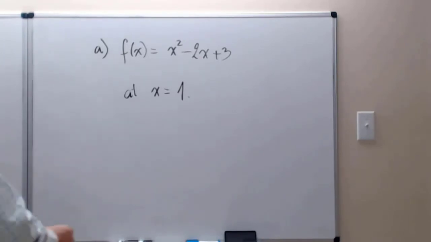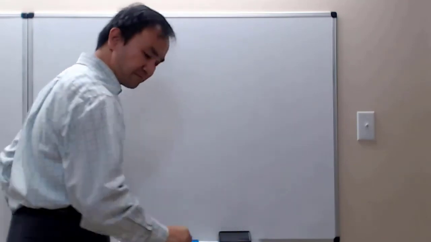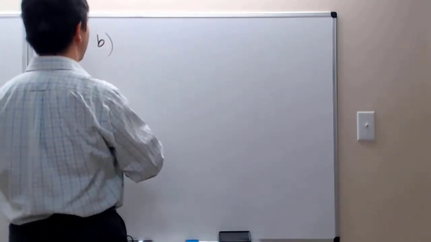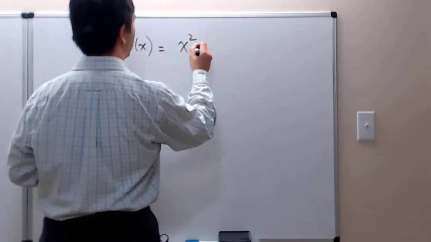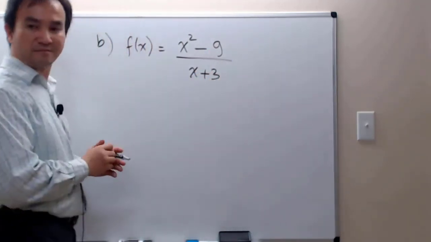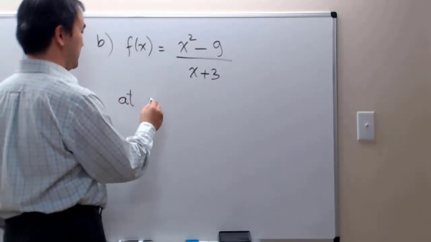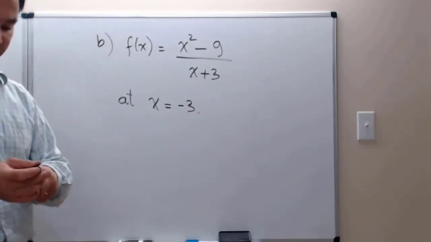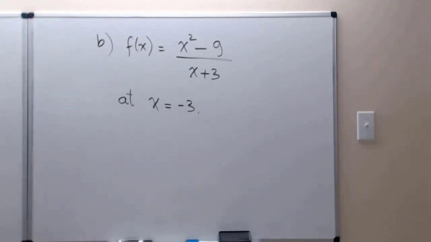For our next problem in the example, part B, the function we had was f of x equals x squared minus 9 over x plus 3, and the value given was at x equals negative 3. Now allow me to show the graph of this function.